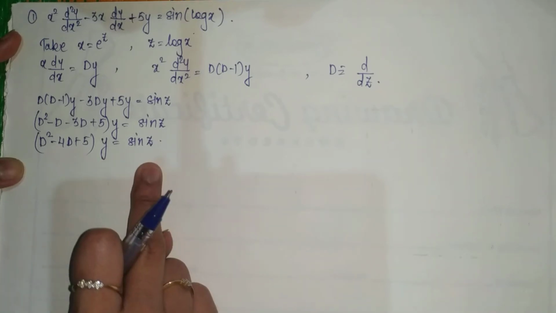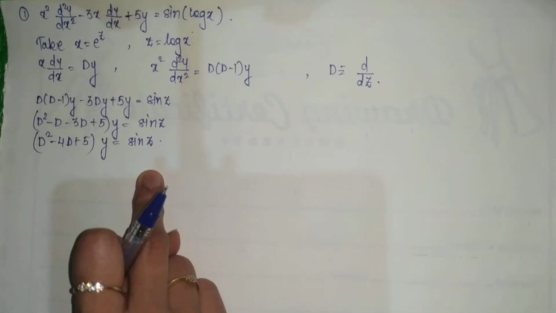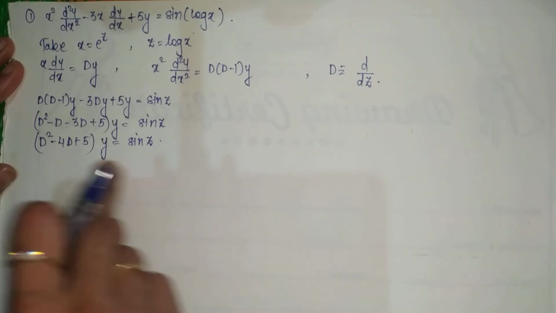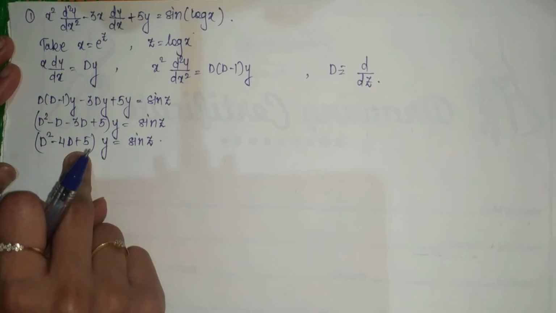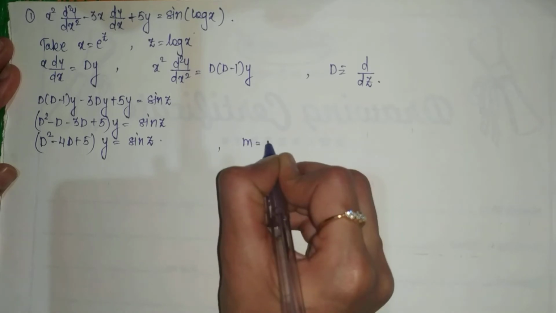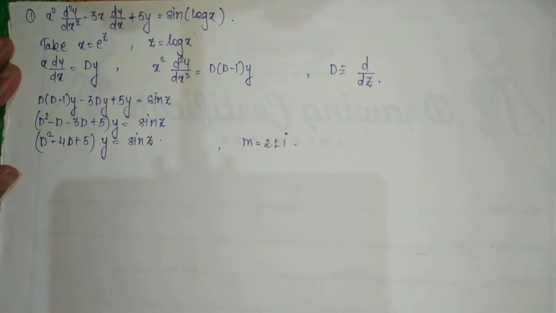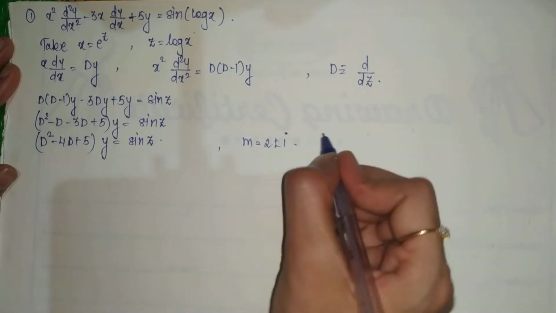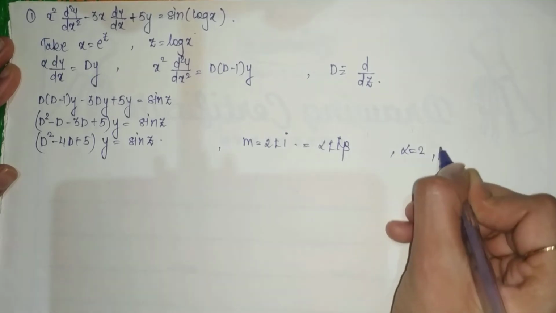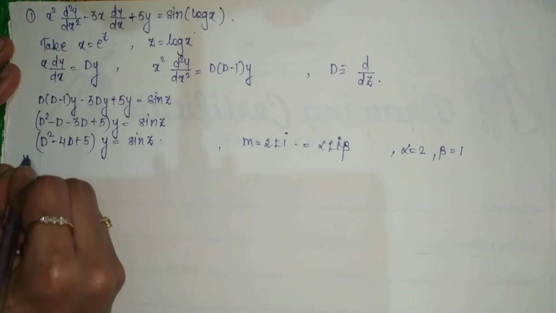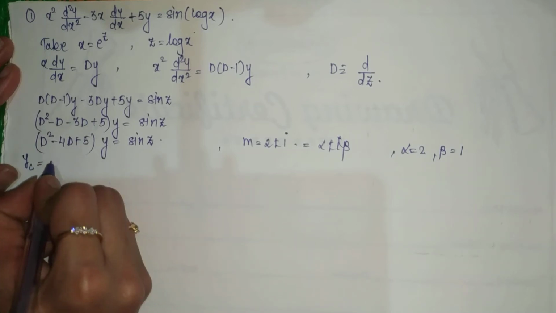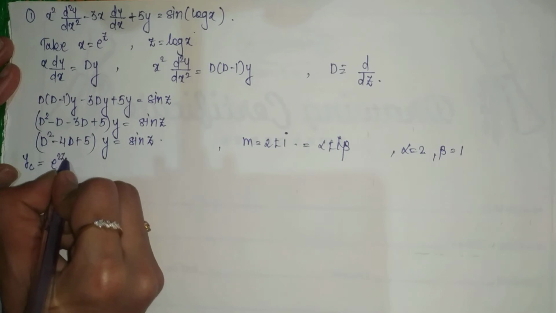We know the general solution of this type of differential equation is the addition of complementary function and particular integral. So you can find the roots for the complementary function. The auxiliary equation is D square minus 4D plus 5 equals 0, and the roots of the auxiliary equation are 2 plus or minus i. These are complex roots, where alpha is 2 and beta is equal to 1. So you can write yc is equal to e to the power 2z.